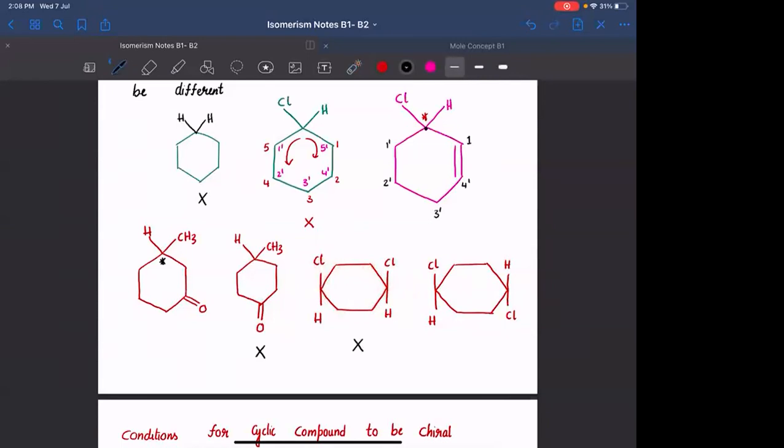Agreed? I can check for these two. ये भी check कर सकता हूँ, ये भी check कर सकता हूँ, because those two are having two different groups which are not part of the ring. Right? दोनों के लिए clockwise and anti-clockwise paths are same, hence it is not a chiral carbon. In this also I can check for these. Is there any chiral carbon?